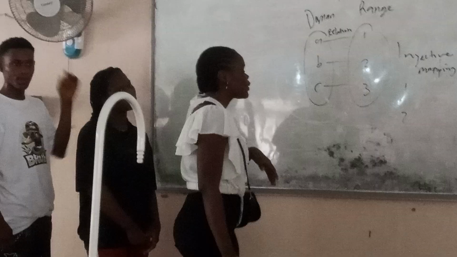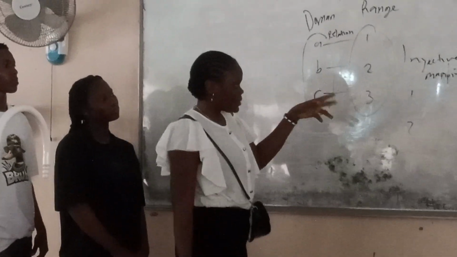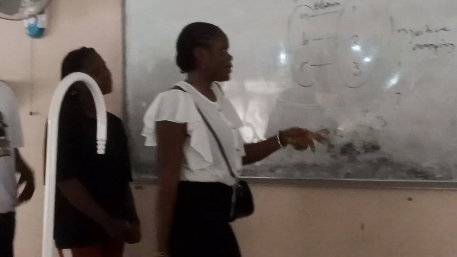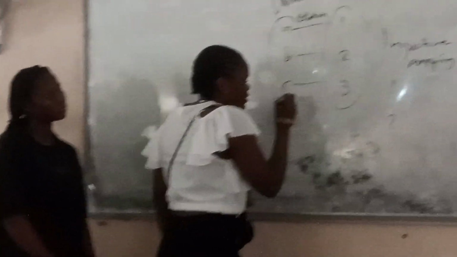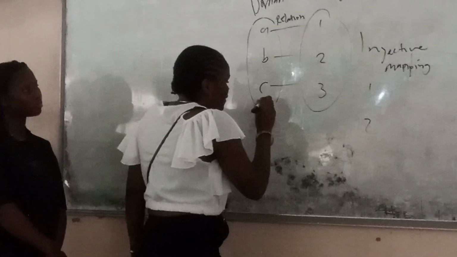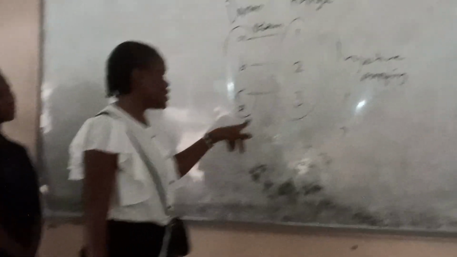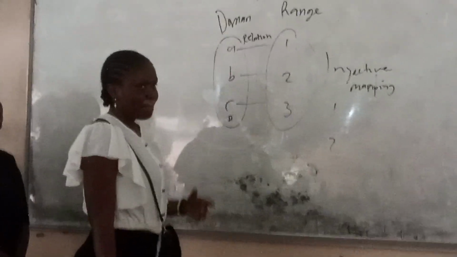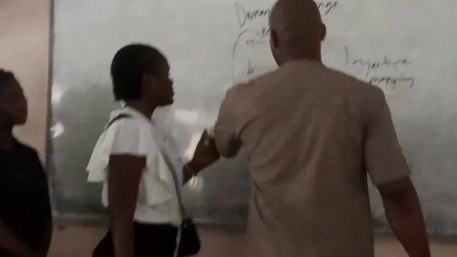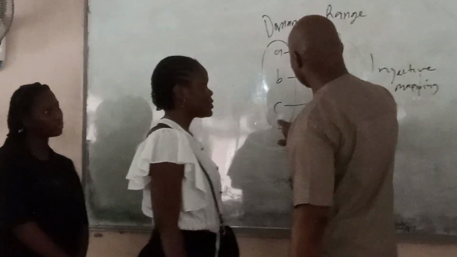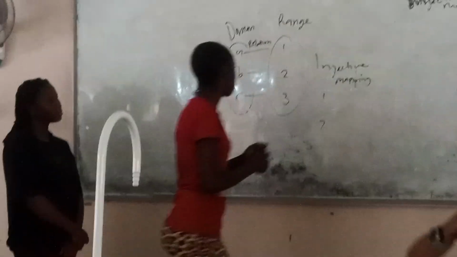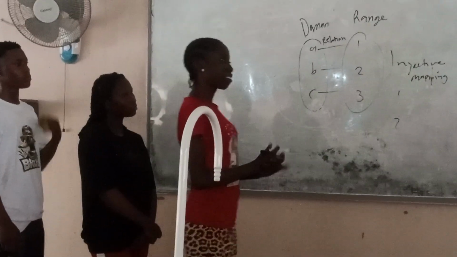I've written down there. If everything is mapped out, it is called injective mapping. But in a situation where one is left out, that means it's not an injective mapping. So if one is left out here, that is not an injective mapping. But if none is left out here, it's an injective mapping. Okay. Is she correct? Would you want to say something to her?